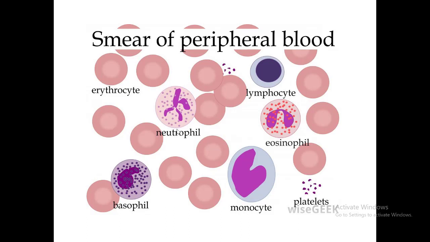The most frequent white blood cells in the blood are neutrophils. 60 to 64% of the white blood cells in the bloodstream are neutrophils. They have a segmented nucleus, 3 to 5 segments, and the cytoplasm is full of neutrophilic granules, okay, pink granules.